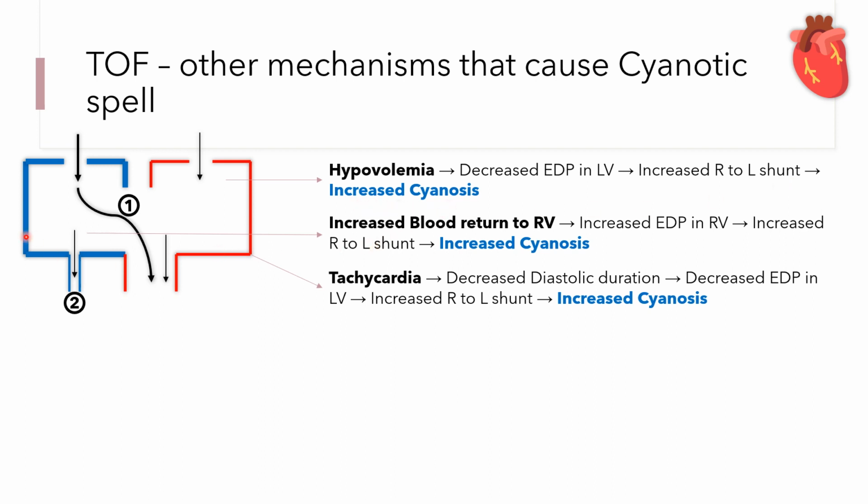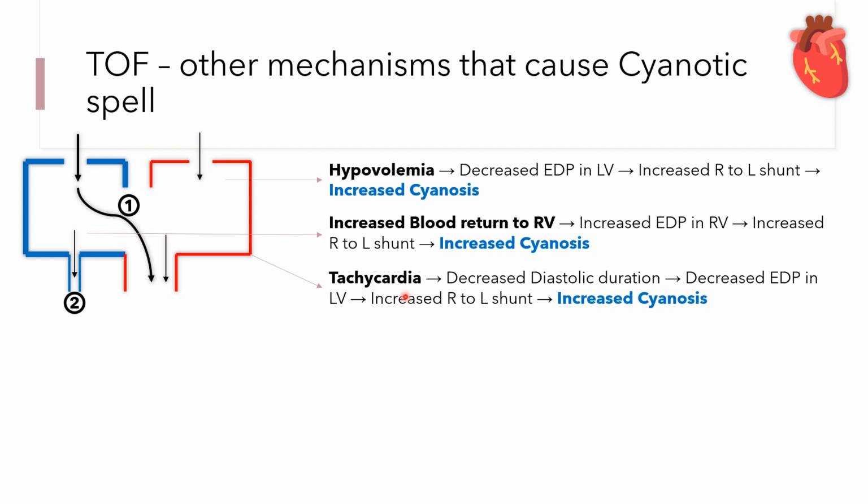Second thing is, suppose any condition that is causing increased blood return inside the right ventricle, any condition that is causing increased blood return via the superior vena cava and inferior vena cava into the right ventricle, that will lead to increased pressure inside the right ventricle at the end of diastole. So there will be end diastolic pressure higher inside the right ventricle. So the right ventricle to left ventricle gradient will be more. So there will be increased right to left shunt and in turn increased cyanosis. So increased blood return inside the RV will cause increased end diastolic pressure inside the RV, which will lead to increased right to left shunt and increased cyanosis.